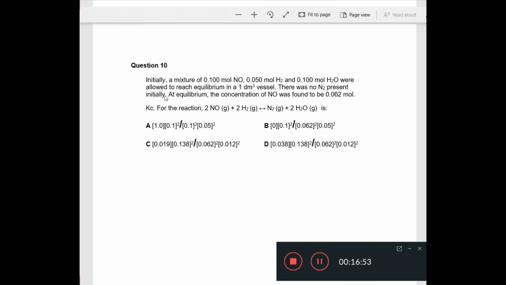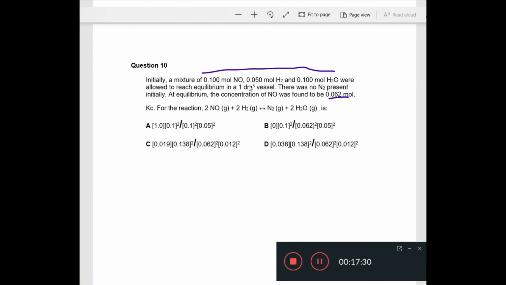Let's look at the last question, question 10. Similar to the one before, but with a little twist. So here it says, initially a mixture of 0.1 mole of NO plus 0.05 mole of hydrogen and 0.1 mole of water were allowed to reach equilibrium in a 1 decimeter cubed vessel. There was no nitrogen present initially. At equilibrium, the concentration of NO was found to be 0.062 mole. So these are the critical bits of information here and here, and of course your balanced equation.